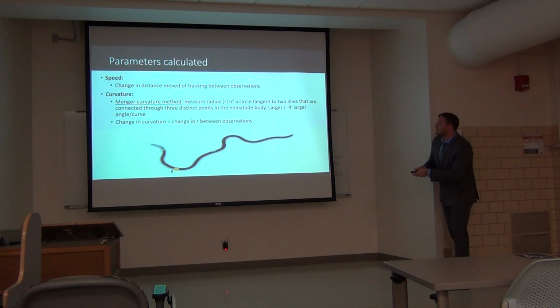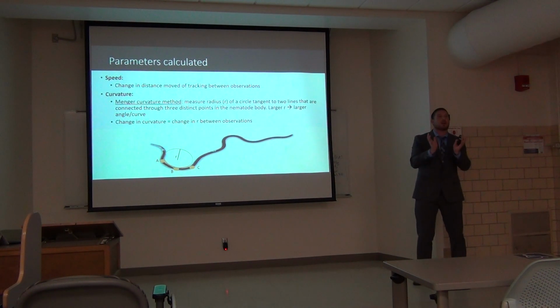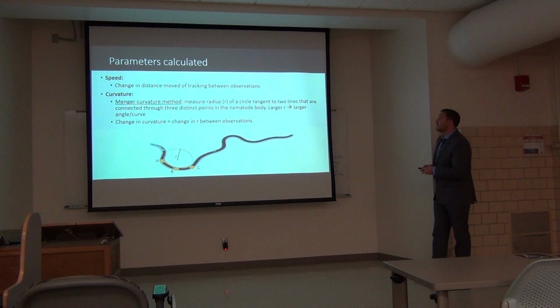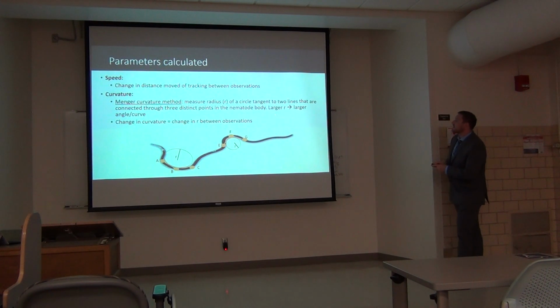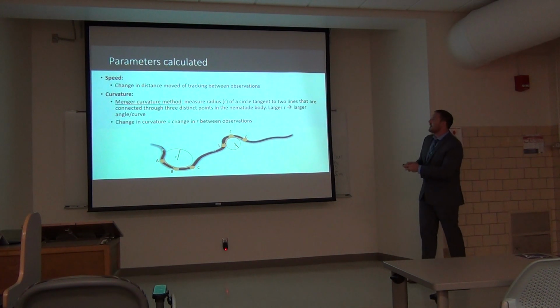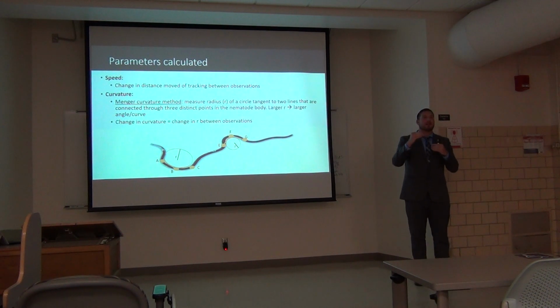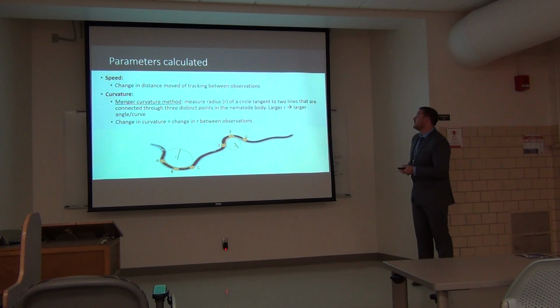So say we want to look at the radius at point B. What we would do is look at the radius of a circle that's tangent to lines AB and BC. This radius is a function of that angle or that curve at that point. And again, the larger the radius, the larger the curve. The radius at point F is much smaller than at point B, so we would say this is a larger curve. In my data, we're measuring the change in curvature, so that's the change in the radius length between time points.